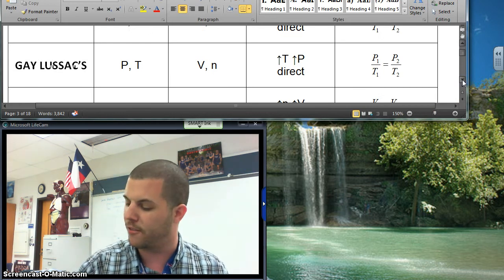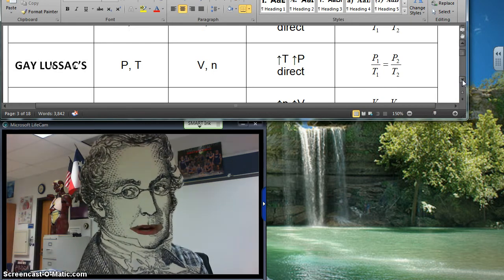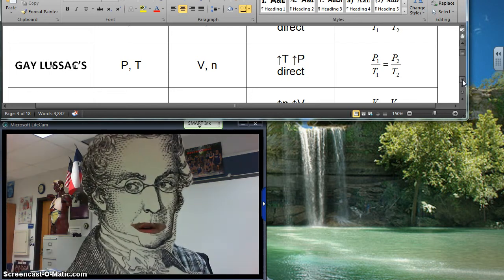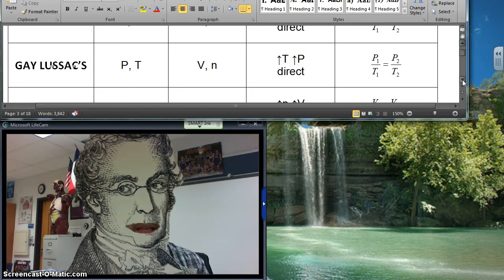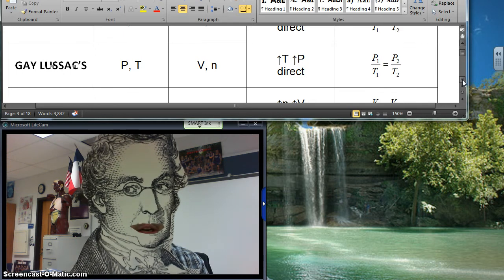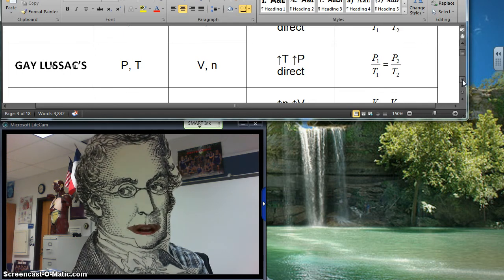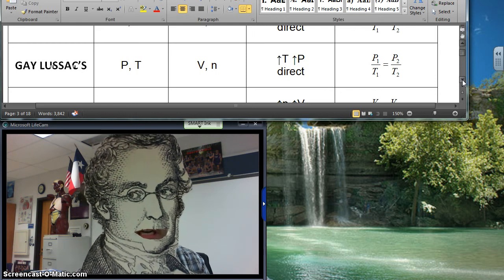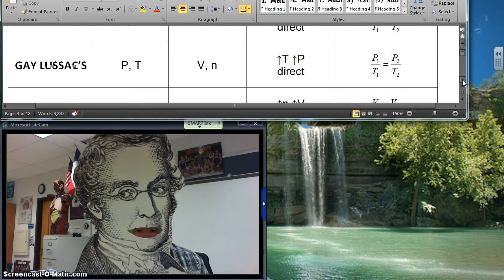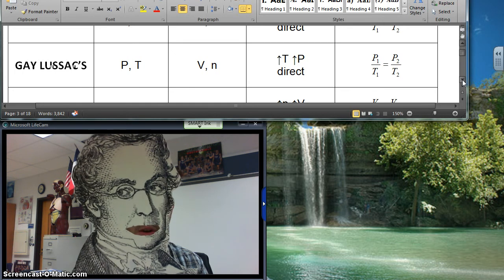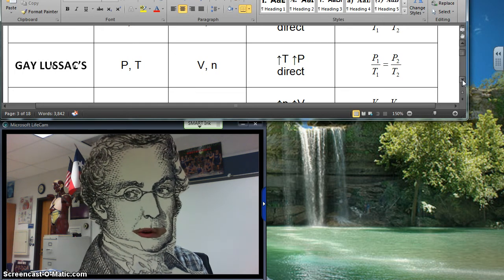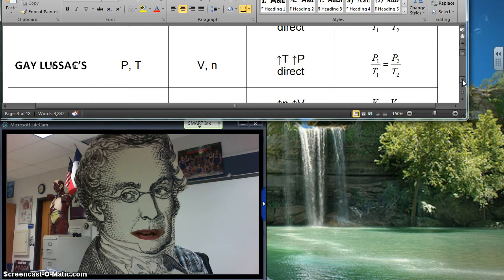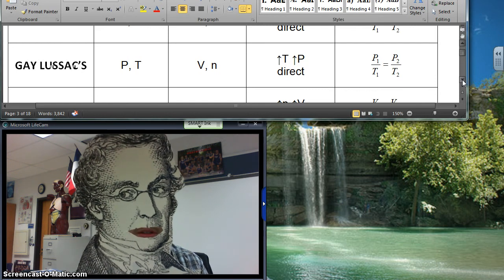Here's my friend Joseph Louis. Joseph Louis Gay-Lussac. Hello, everyone. I have a gas law, and it deals with the P and the T. P meaning pressure, of course, and T meaning temperature, of course. The control variables for my law are V and N. V being volume, of course, and N being number of moles, of course.